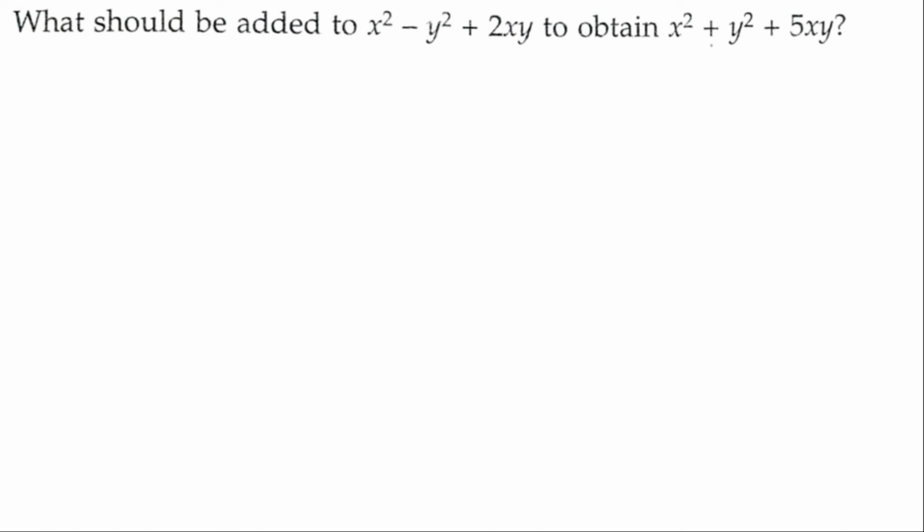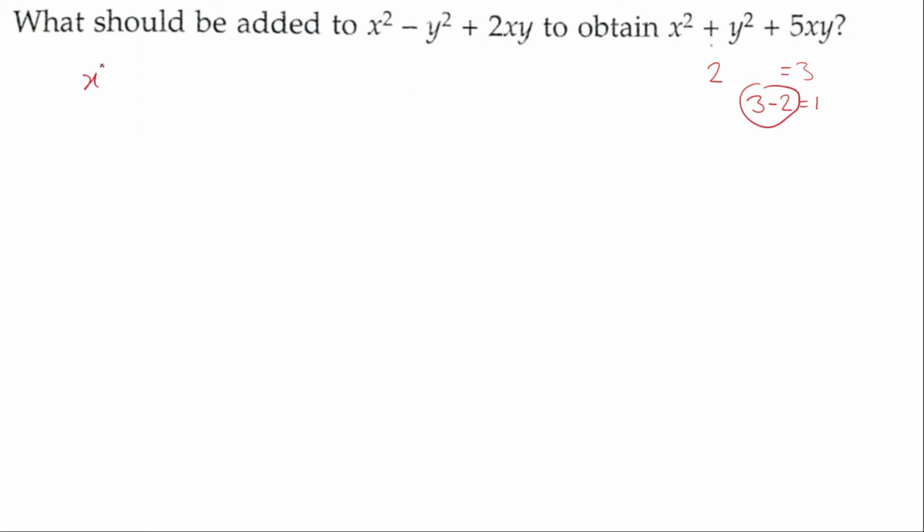What should be added to this term to obtain this one? You can take this question as what should be added to 2 to get 3. So how do we usually solve it? We will write 3 minus 2, that means 1. We have to add 1 to 2 to get 3. In the same way, we have to write it here.